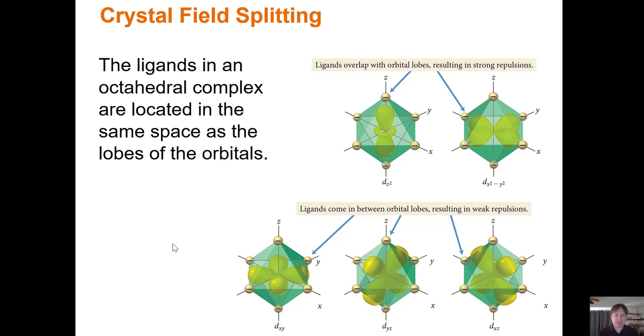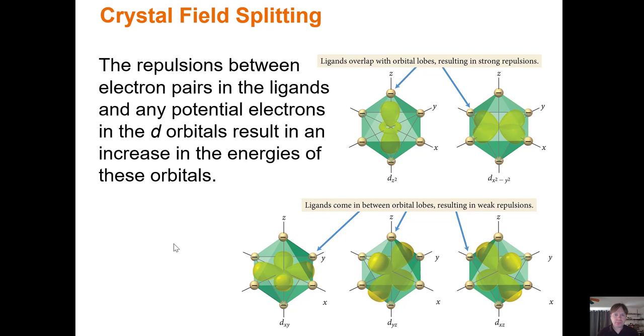And we'll see what that looks like. So this is basically saying what we had just talked about. Crystal field splitting is based on repulsions between electron pairs in the ligands. So the ligands have electron pairs. That's why they are stabilizing these transition metal complexes, and any electrons present in the d orbitals. So if there are electrons present, there will be an increased energy there, and maybe there aren't electrons present there because of that increased energy. And so we'll see how we end up accounting for this.